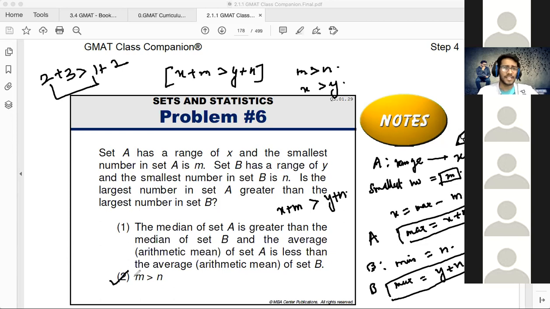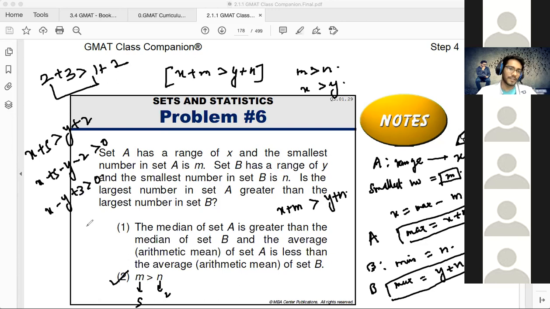When just M is greater than N, can we say X plus M greater than Y plus N? Focus on the second statement. Let's take M is 5, N is 2. So I'll write x plus 5 greater than y plus 2. How can I say that? Condition should be there on x and y, right? If I subtract, x plus 5 minus y minus 2 greater than 0. So x minus y plus 3 greater than 0. When will it be greater than 0? When x minus y is greater than minus 3, we can say. So there should be condition on x and y too, right? To be greater.